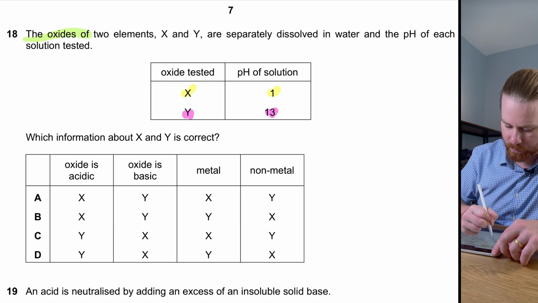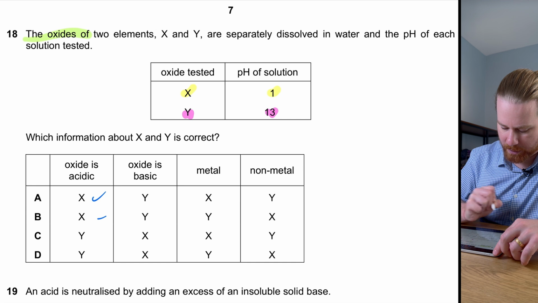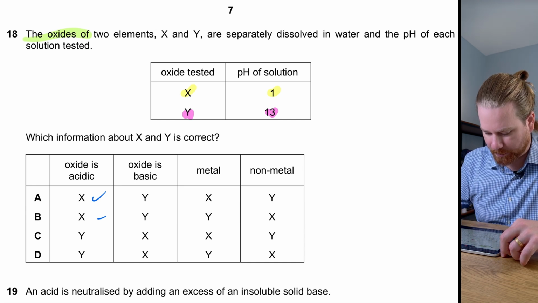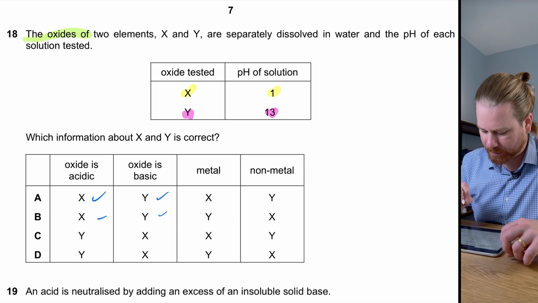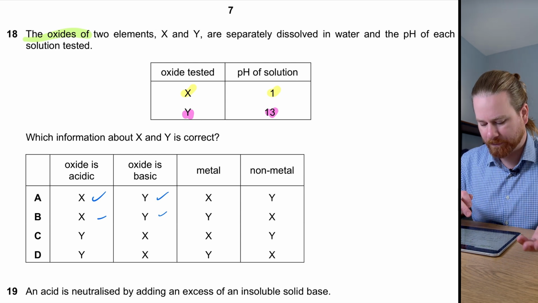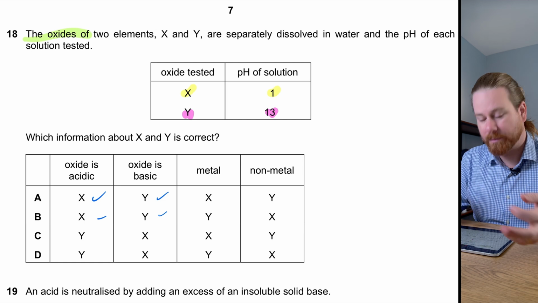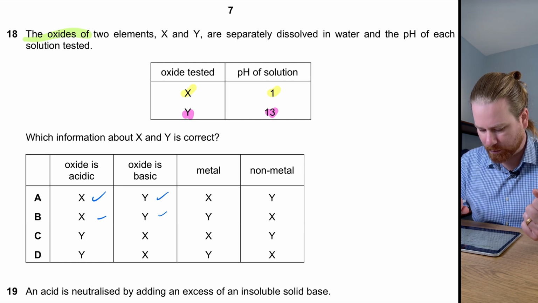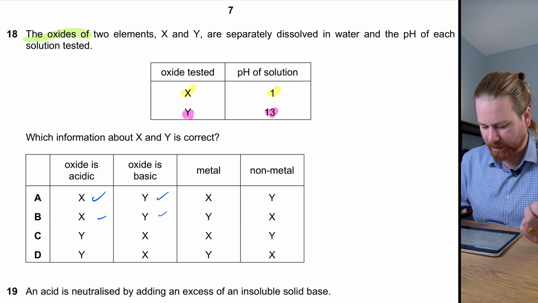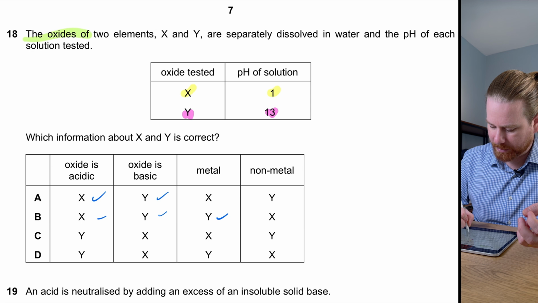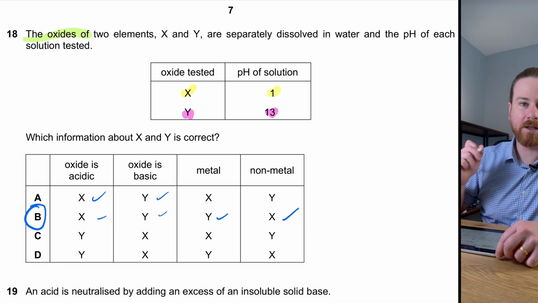So it is this, so it can't be C or D. Oxide Y is basic. Yeah, well, that checks out. Now we need to see which are the acidic oxides and which are the basic oxides. Basic oxides are metal oxides. So our metal oxide has to be the base, so that has to be Y. And then our non-metal oxides are acidic. So there we go. It has to be B.